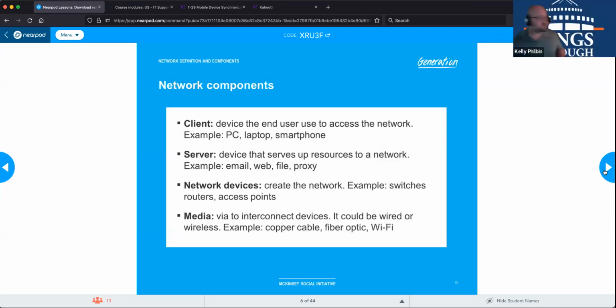Nessanet, can you please let us know what a server is? Server: device that serves up resources to a network. Example: email, web, file, proxy. Excellent. So there are many different types of servers. A server is a very basic term, but there are a dozen different types of servers. We will get into them, but what they do is provide resources. They serve up things for the network to utilize in a very general sense.